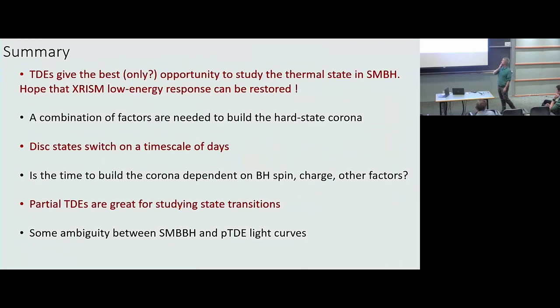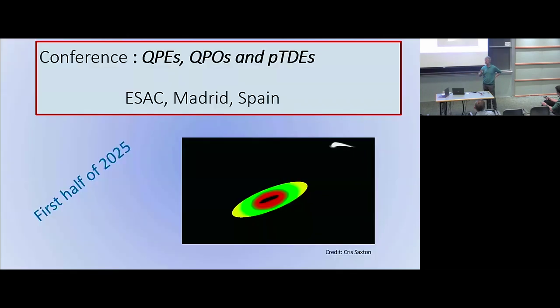So, in summary, I think we have the only possibility of studying the thermal state in supermassive black holes, which is good. To build the hard state corona you need several different factors, and we're still working out what they are. How long does it take to build the corona? What are the factors involved? We can find out with bigger samples, maybe. Partial TDEs are fantastic for studying transitions, and there's some ambiguity between binary black hole-like curves and partial TDEs. Thanks very much.